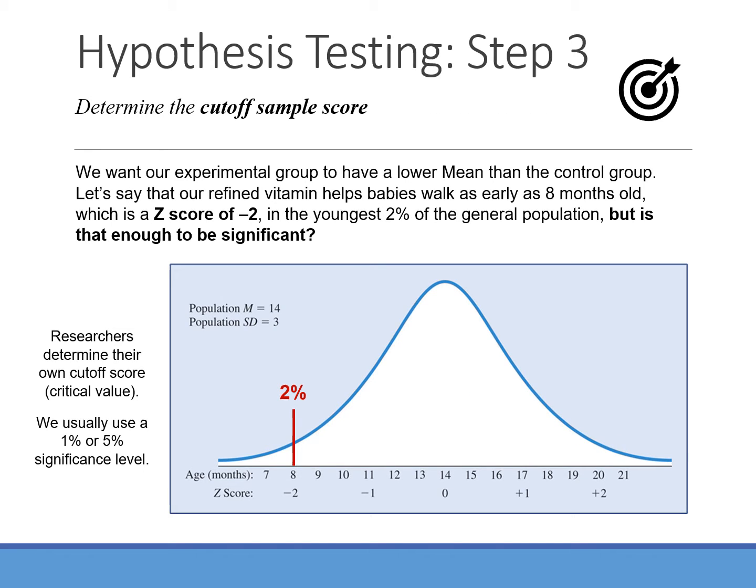All right, step 3. Determine the cutoff sample score. We want our experimental group to have a lower mean than the control group. So our experimental group is the group of babies that are going to get the vitamins, and the control group are the regular babies that are not getting the vitamins, okay? So let's say that our refined vitamin helps babies walk as early as 8 months old, which when we look at our normal curve, at 8 months old, it is a z-score of -2.